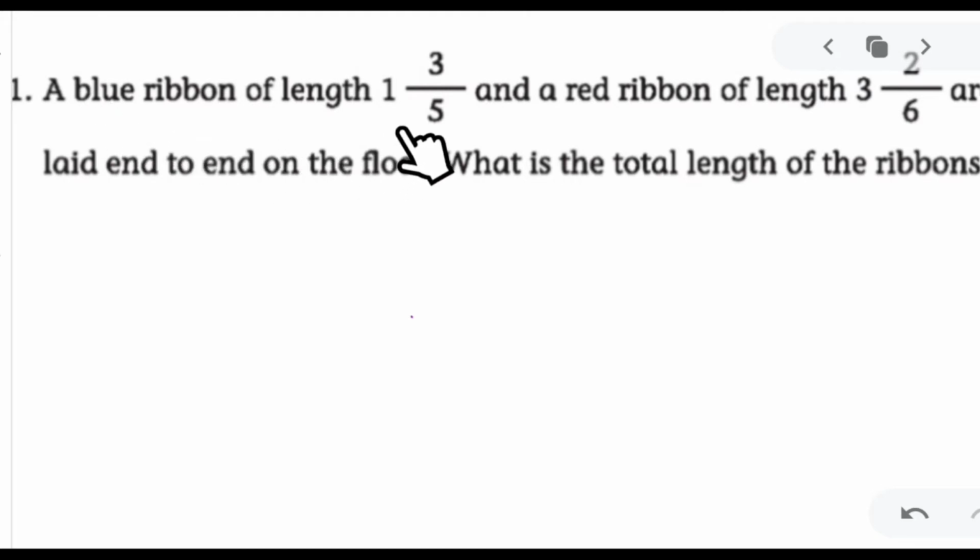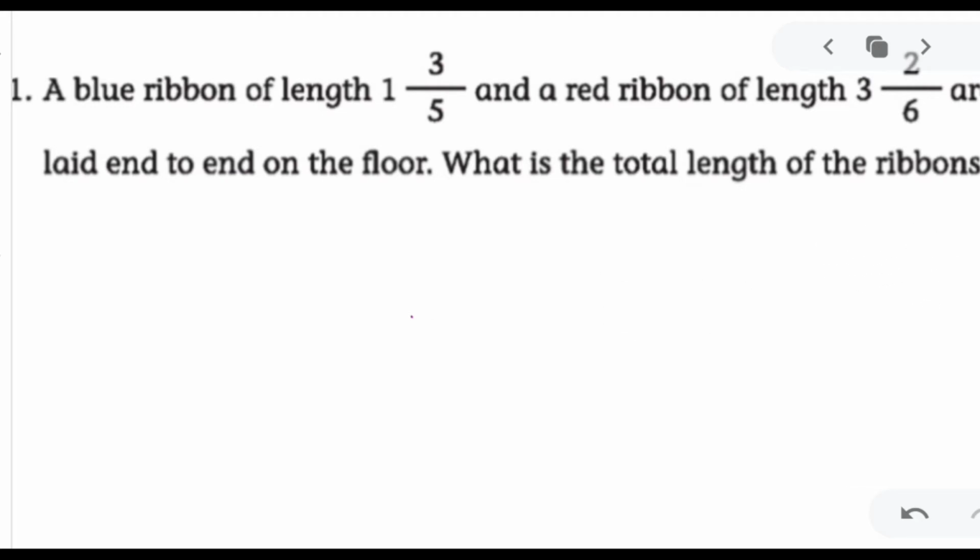A blue ribbon of length 1 3 by 5 and a red ribbon of length 3 2 by 6 are laid end to end on the floor. What is the total length of the ribbon? So which arithmetic operation will we use? Yes, total length. Yes, we are using the arithmetic operation addition.